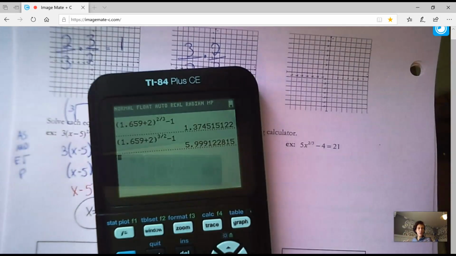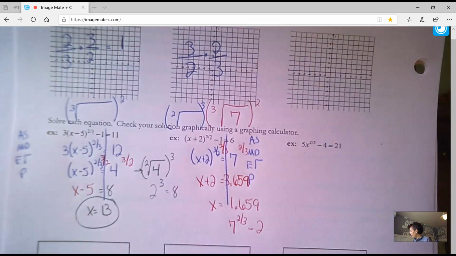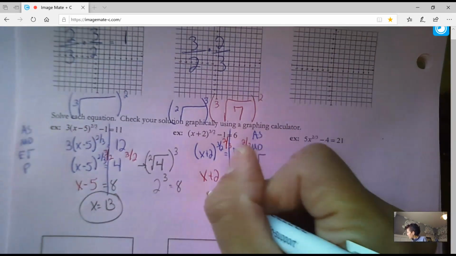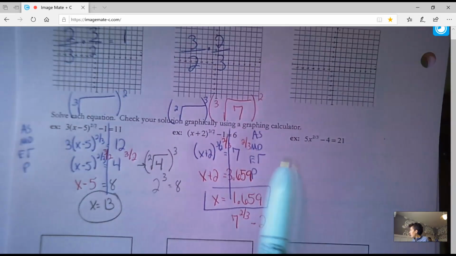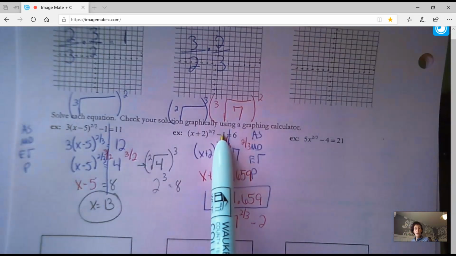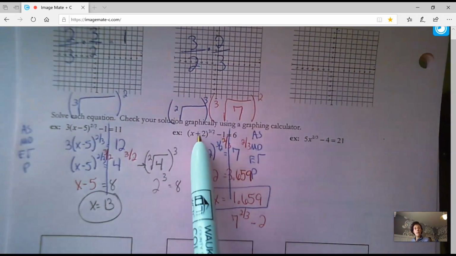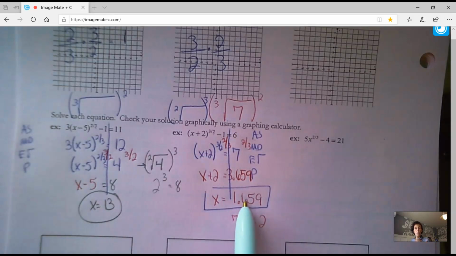Sorry. And I do. 5.999. That's pretty close to 6. So this works. It is not an extraneous solution. So this is an answer that works. And again, the other thing I could do is put this into y1, put this into y2, and see, do they meet? Would my x value be about 1.659? And you would see that it is.